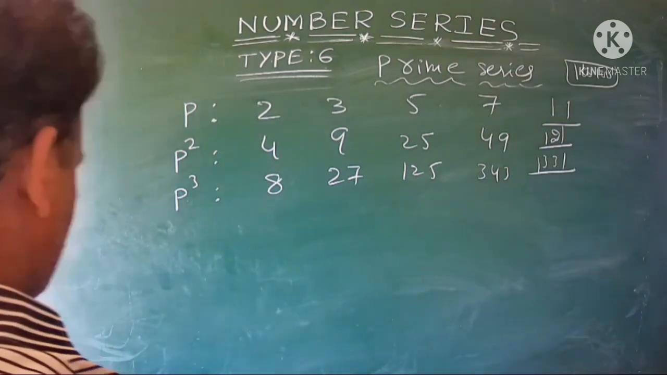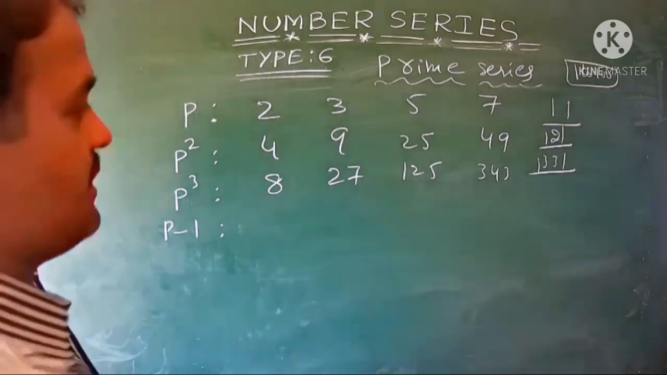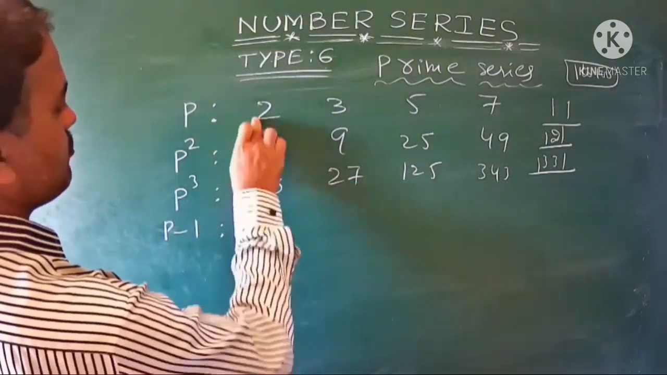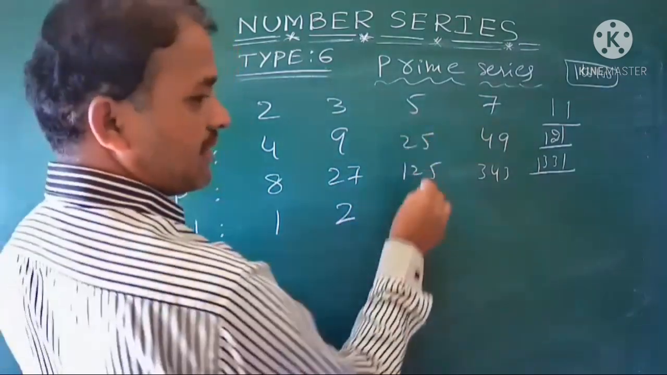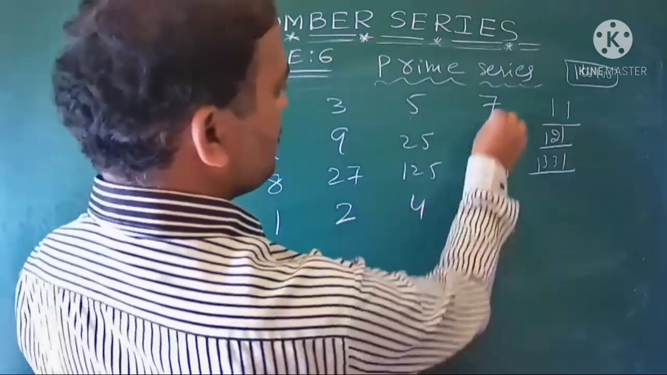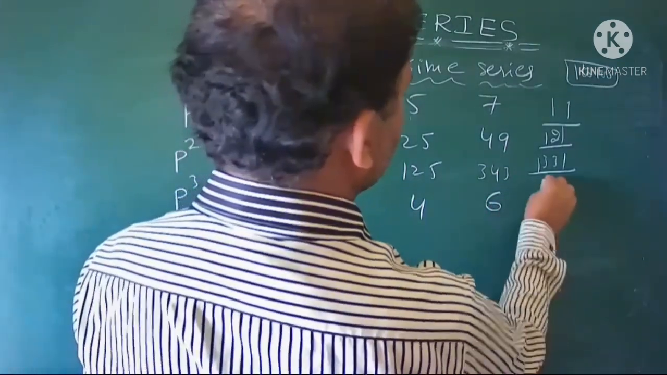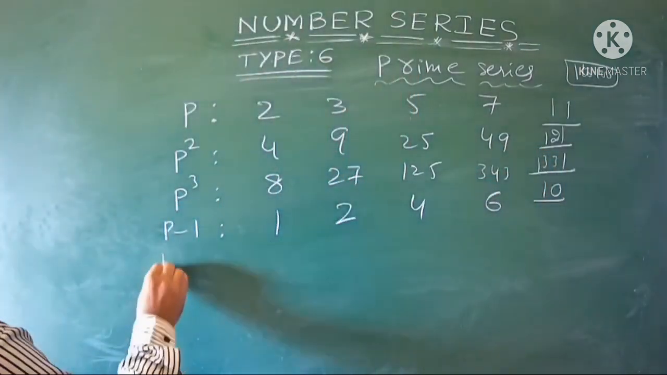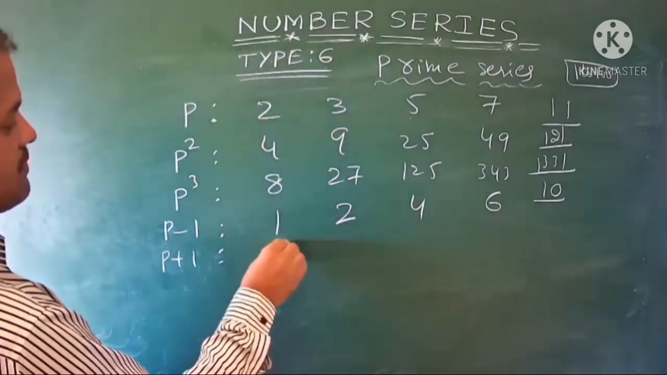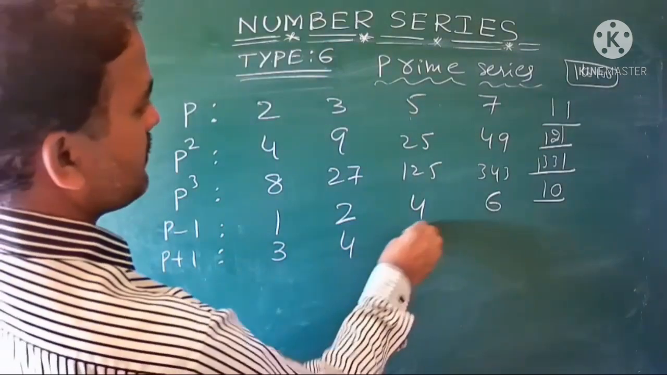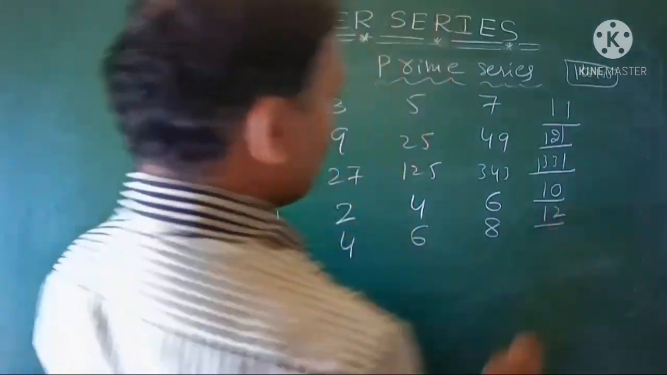Next, sometimes they ask the P minus 1 relation. P minus 1 means 2 minus 1 is 1, 3 minus 1 is 2, 5 minus 1 is 4, 7 minus 1 is 6, and 11 minus 1 is 10. If it is the P plus 1 relation, you add 1: 2 plus 1 is 3, 3 plus 1 is 4, 5 plus 1 is 6, 7 plus 1 is 8, 11 plus 1 is 12.